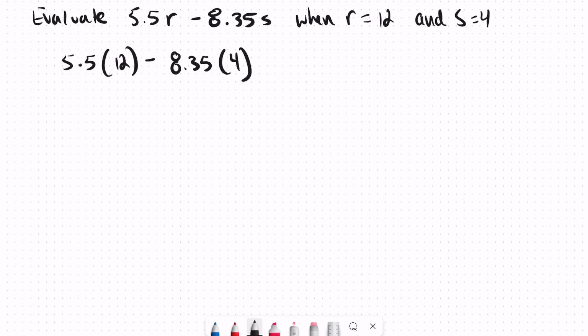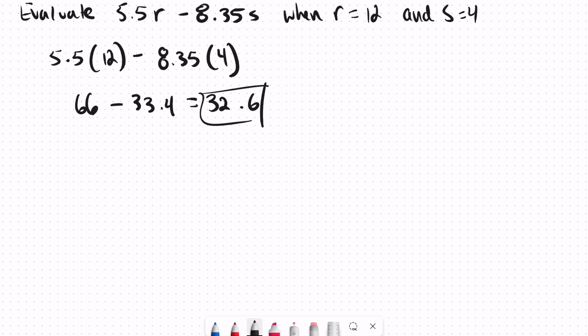And now all we have to do is use our handy dandy calculator and evaluate those values. We're going to have 5.5 times 12, which is going to give us 66 minus 8.35 times 4, which gives us 33.4. And when we subtract 66 minus 33.4, we are going to get 32.6. So again, these problems are fairly easy. All you need to do is substitute the values of r and s into the expression. And then in this case, very easy expression, all we had to do is multiply and then subtract the two values.